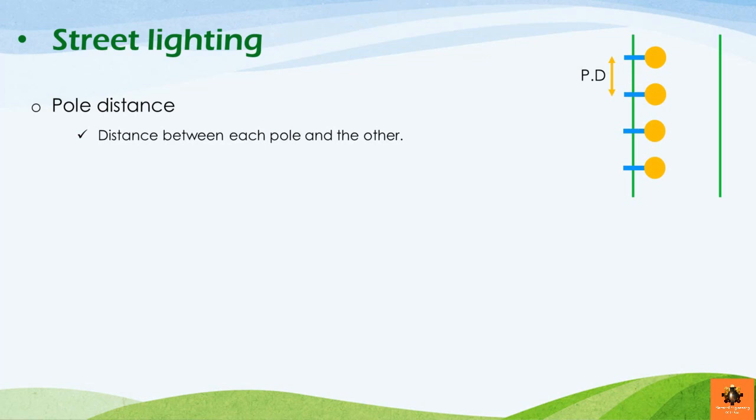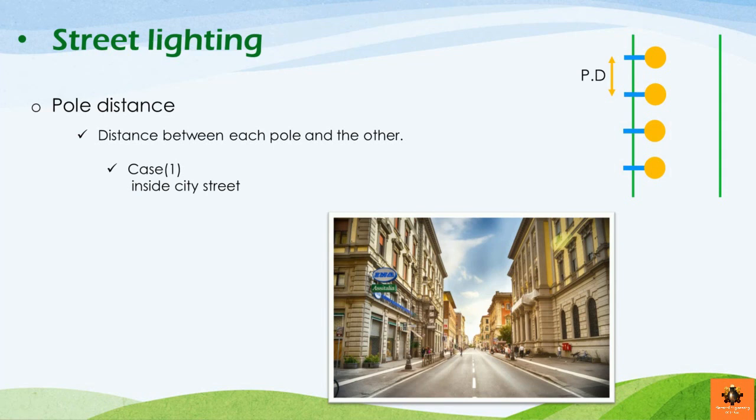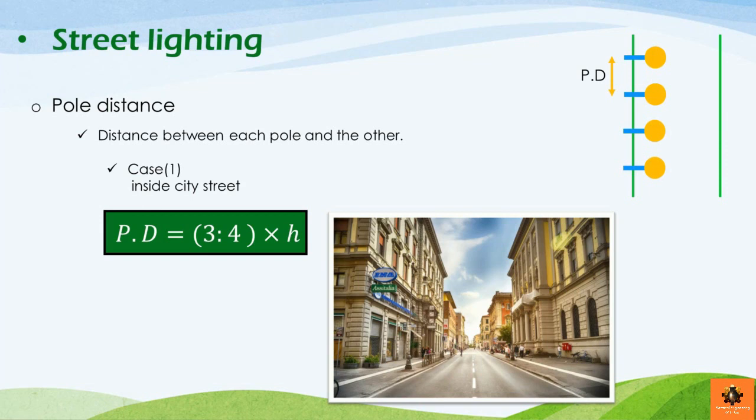And for that reason, the first type of streets we have is the inside city street. At this type of streets, which lay inside the cities, the car's speed is low, hence the pole distance is about 3 or 4 times the height of the pole. Hence, if the pole height is 8 meters for example, the pole distance may be 24 meters, which is 3 times 8. So between each pole and the other, there will be a distance which ranges from 3 to 4 times the pole height. So that's for the street inside the city.